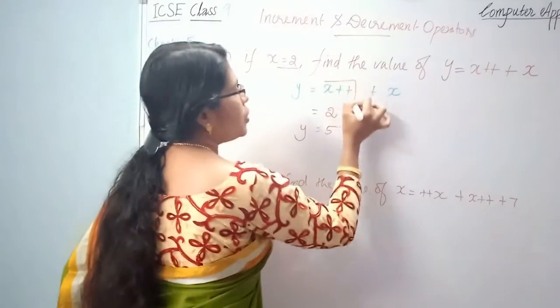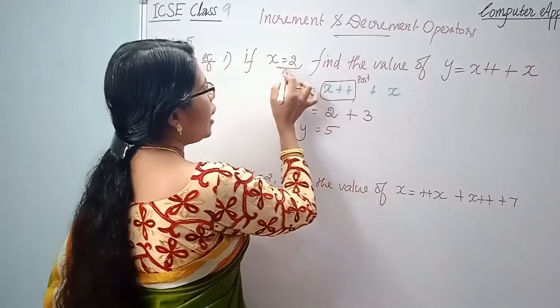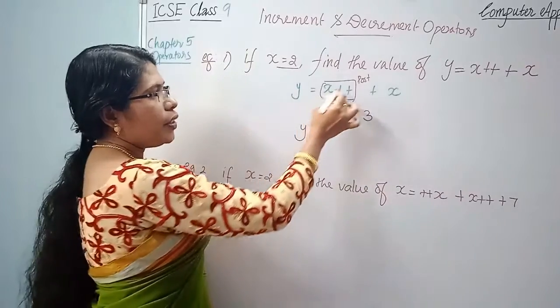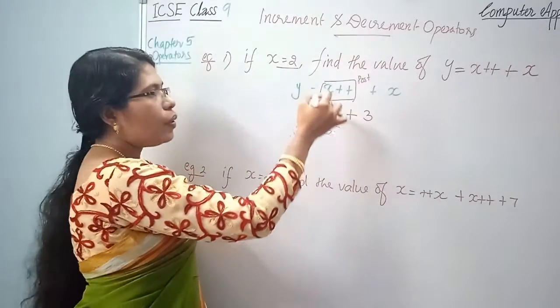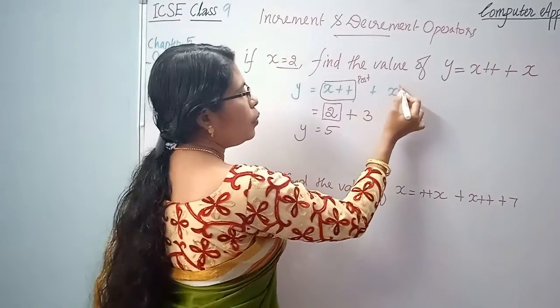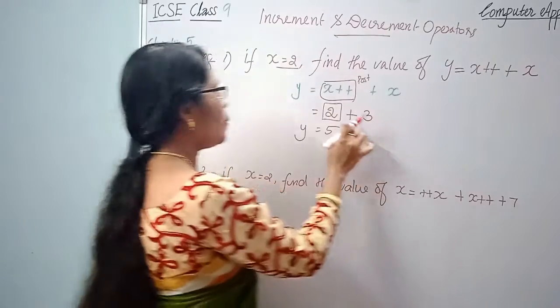Here, this is the post increment operator. In this post increment, we will use the value of x equal to 2 first. After using the value, x will increase by 1. So the updated value of x is 3.